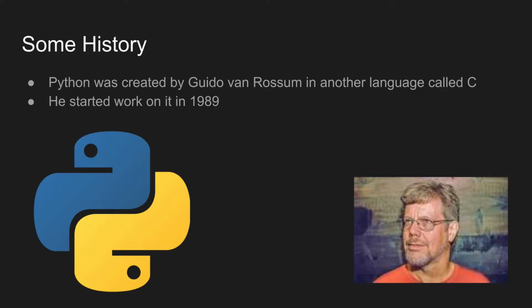Before we start, let's talk about some history. Python was created by someone called Guido van Rossum in another language called C. So C is also another type of programming language, but that was used to create Python. He started work on it in 1989, and he continued to work on it all the way until 2018, when he stepped down as the head of the Python team on July the 12th.